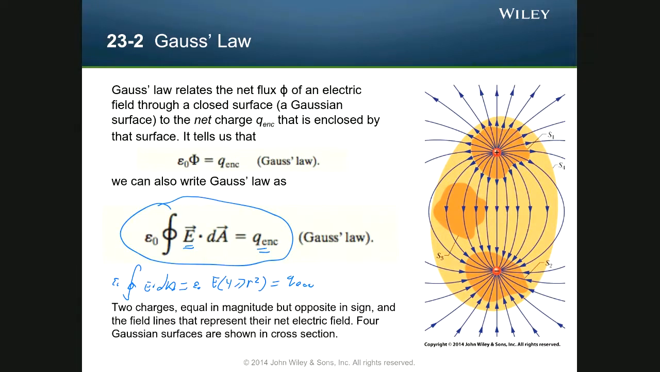Now, if you solve for E, or for the electric field, I'll draw it down here, you get E equals 1 over 4 pi epsilon naught times Q over r squared. You'll notice that just recovers what we had in the last chapter, in chapter 22, for a point charge. So we can see that Gauss's law is a more general statement of Coulomb's law because it gives us everything we need back.